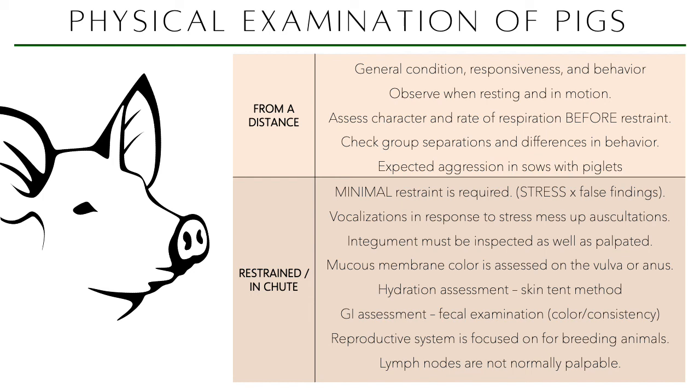The reproductive system would, of course, have a special focus in breeding animals, especially if they are your source of semen for artificial insemination, for those breeding stocks that are imported from abroad to here. So those are very important, right? Lymph nodes, do not expect to be able to palpate them because you can't. If you can palpate a lymph node, there's something wrong there. Okay? Unless that pig is emaciated. Of course, you would be able to feel a little bit of lymph node. But if it's a good body condition score, you wouldn't be able to palpate any lymph node there.